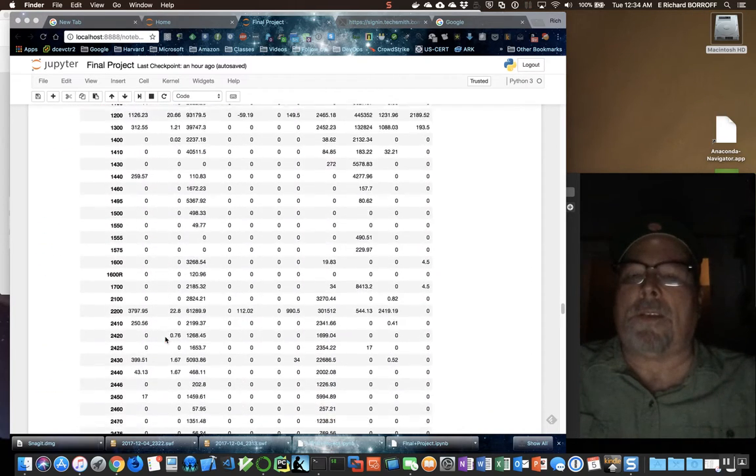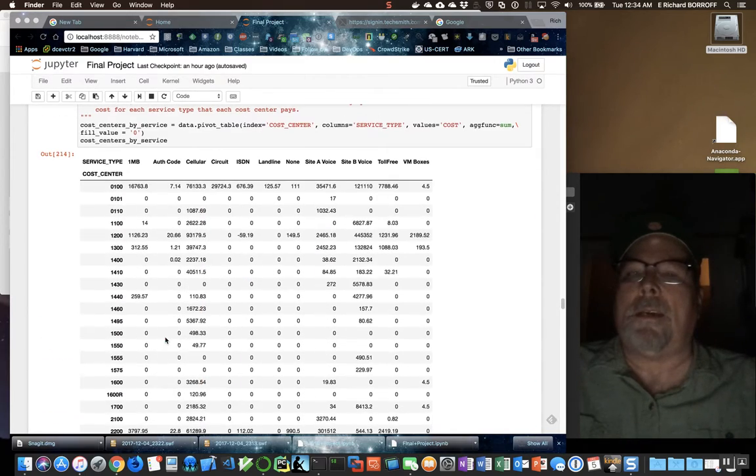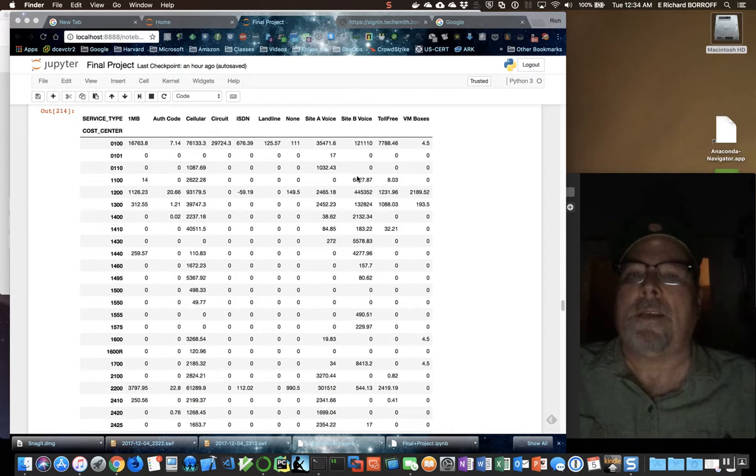I could also look at the various breakdowns in the charges per cost center, and you can see here the administrative cellular cost compared to the other cost centers' cost, and you can see that even for that one cost center, the voice charges outweighed the cellular charges.